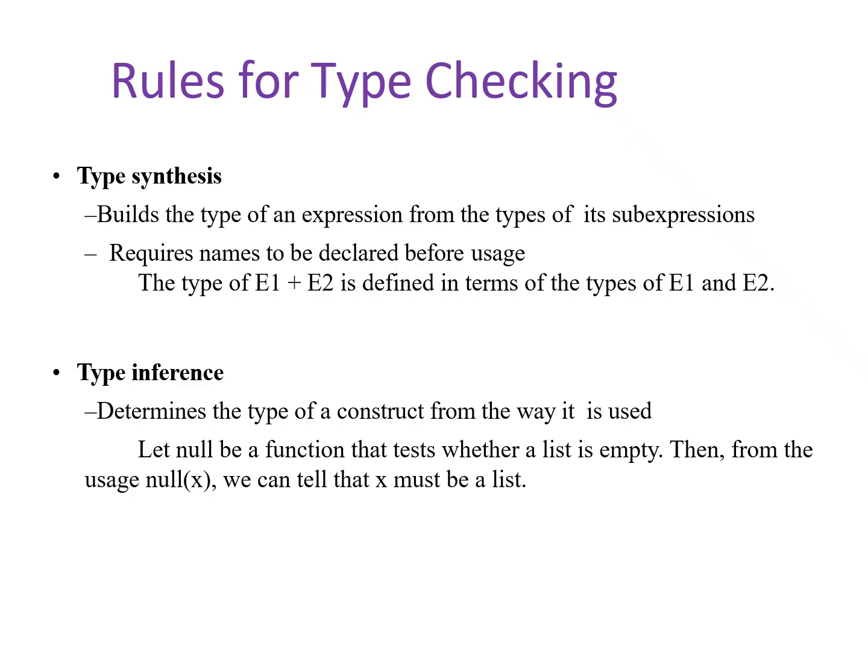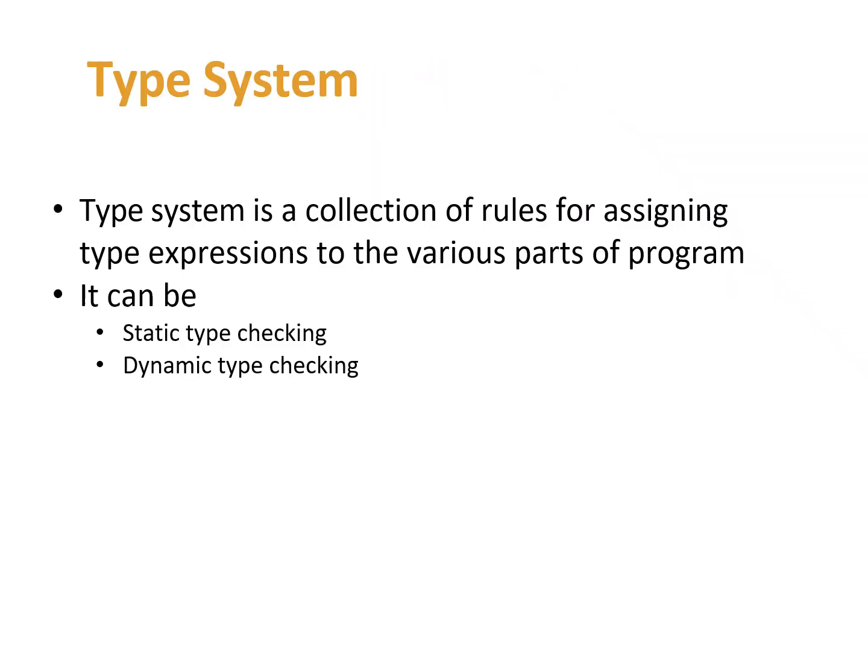There are two different rules. One is type synthesis: the sub-expressions formed by an expression should always follow the data type. Next is type inference, which means that in certain cases, if one case is true, the following cases that depend on that particular case should always be true. So these are the rules involved in type checking.